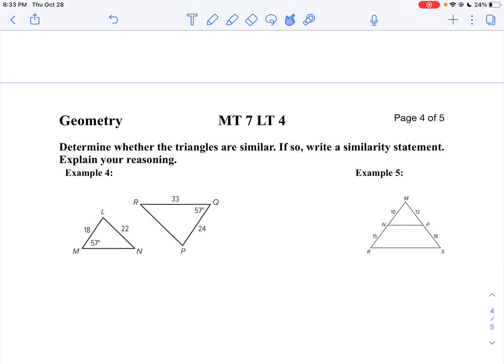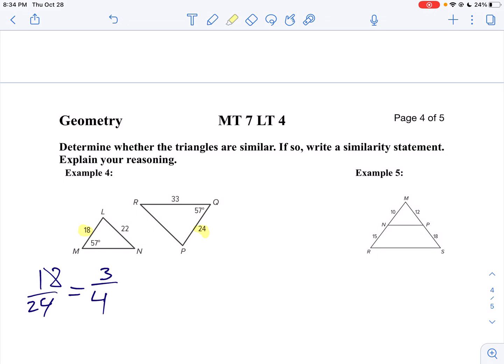We want to determine if the triangles are similar. If they are similar, I want to write a similarity statement, and I want to explain why. So we'll start here with the first triangle to the second triangle, and I'll start with my smallest side, which is 18, and I compare that to the smallest side, which is 24. So 18 to 24. I can reduce that because I notice 6 goes into both of them. So 18 divided by 6 is 3. 24 divided by 6 is 4.